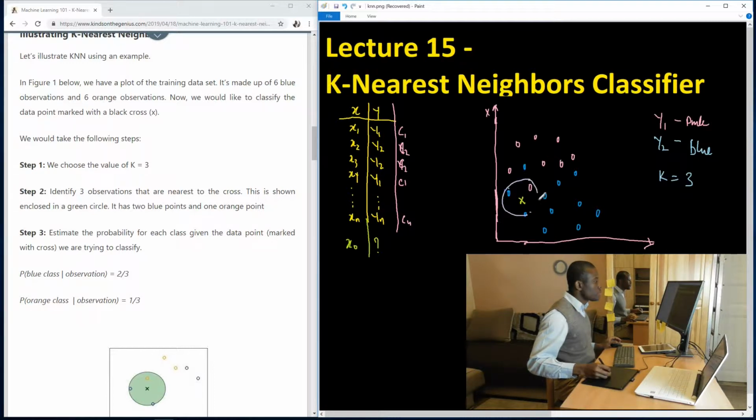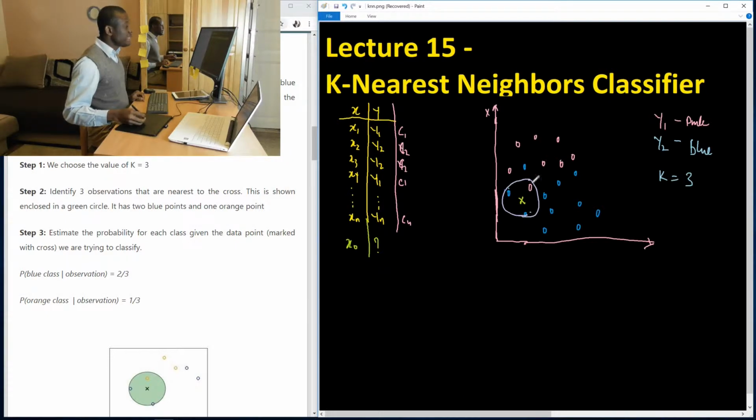Okay, so making not a very good circle. The next thing is to estimate the probability for each class given the data point marked with cross. So we are trying to estimate the probability that this cross, or this new value, belongs to the blue class and the probability that it belongs to the pink class. So let's start with the blue class.